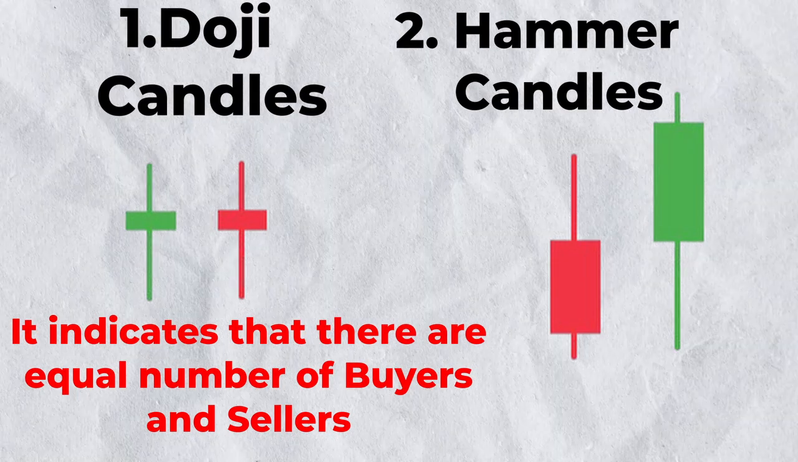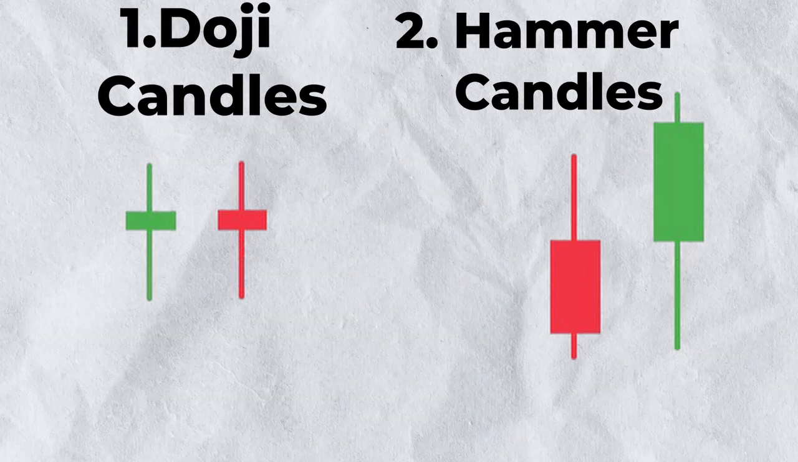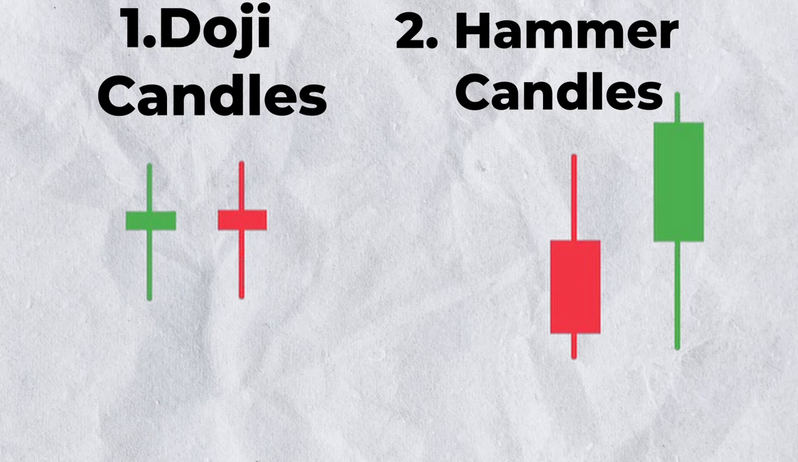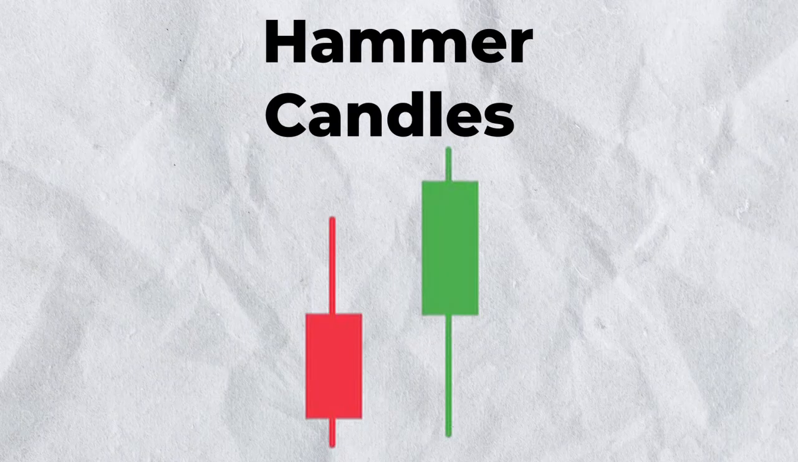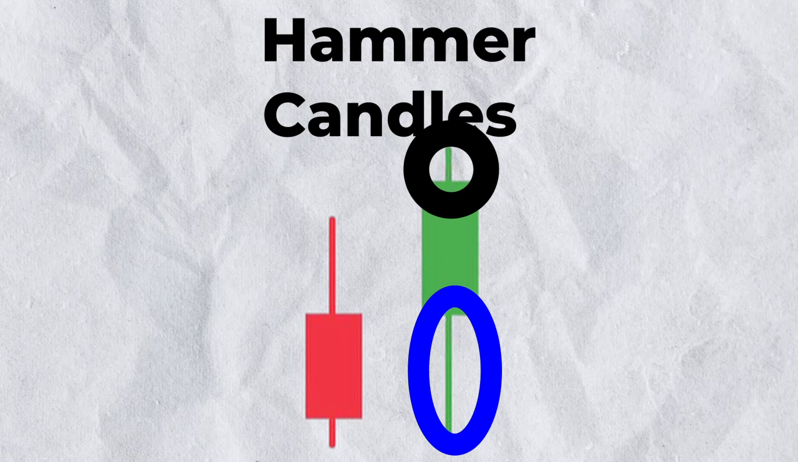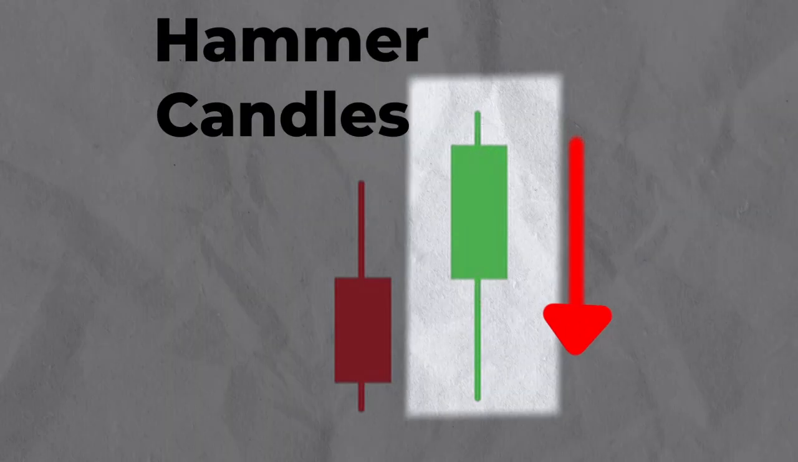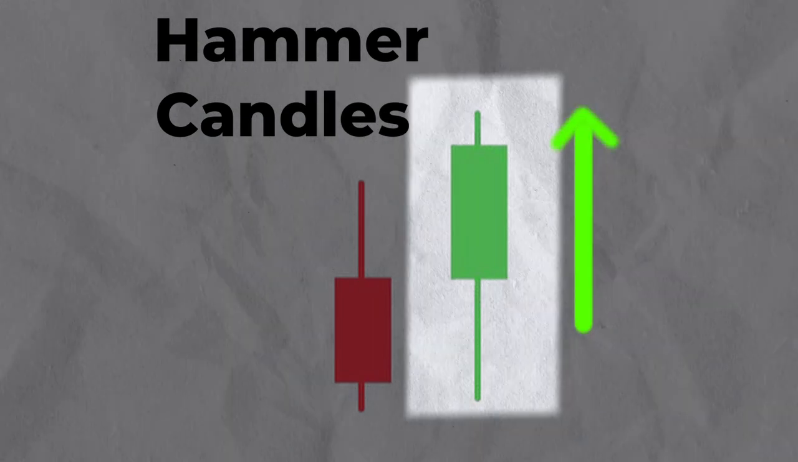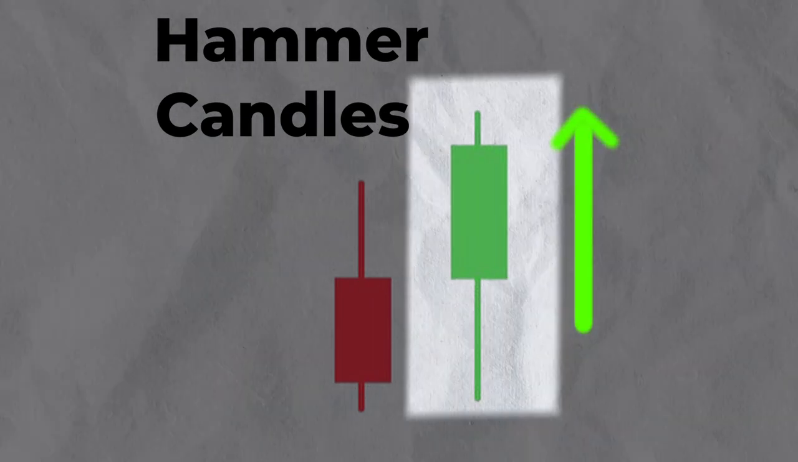The doji candle indicates that there are an equal number of buyers and sellers. Therefore, it is said to be an indecisive candle. And similarly, there are hammer candles. The bullish hammer candle has a bigger lower wick and a smaller upper wick. This indicates that the sellers tried a lot to push the market to the downside, but the buyers then took control and pushed the price to the upside.